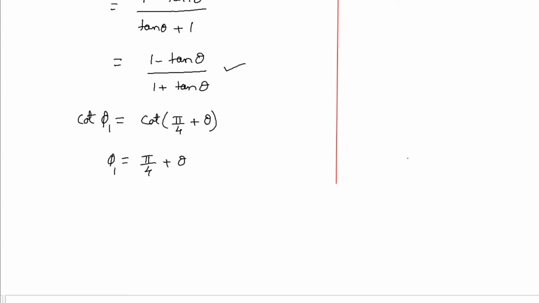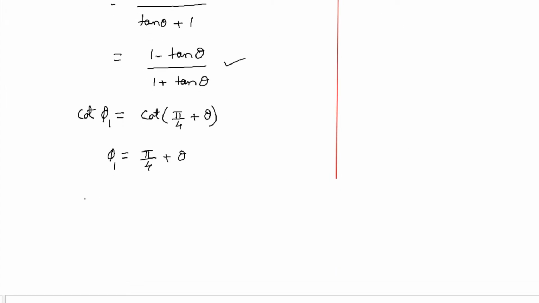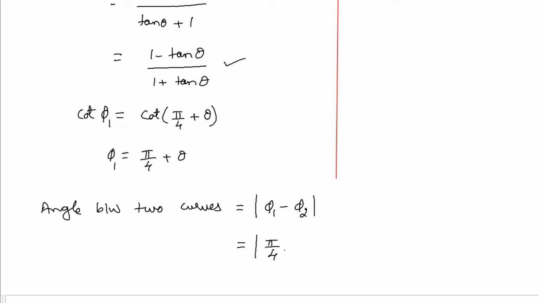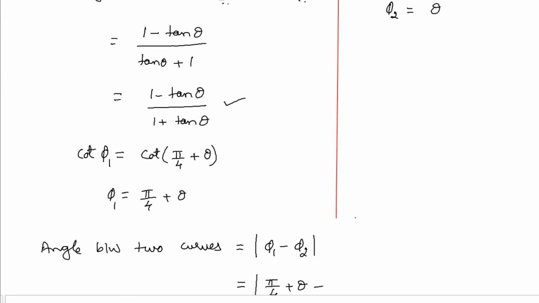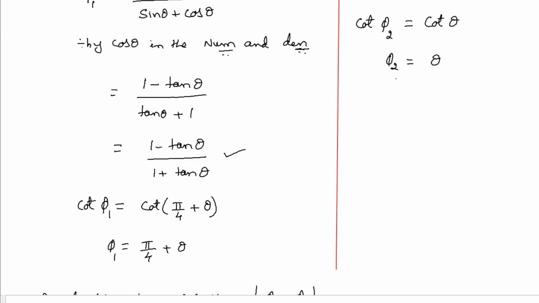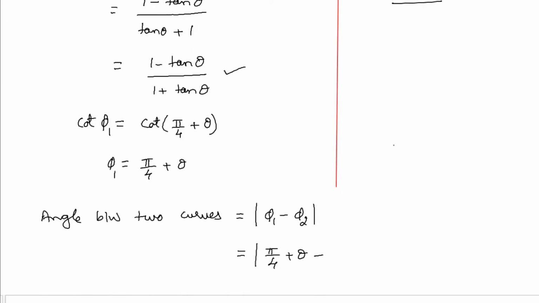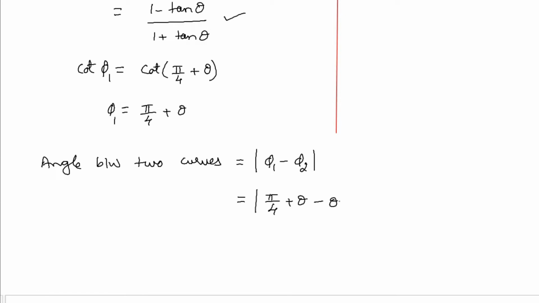Now let us try to write down the angle between the two curves. Therefore the angle between the two curves will be equal to the modulus of phi 1 minus phi 2. We know the value of phi 1 to be pi by 4 plus theta, minus we have the phi 2 value. The phi 2 value, as you can see, I've got to be equal to theta. So let me just plug it in over here. Its value will be theta.